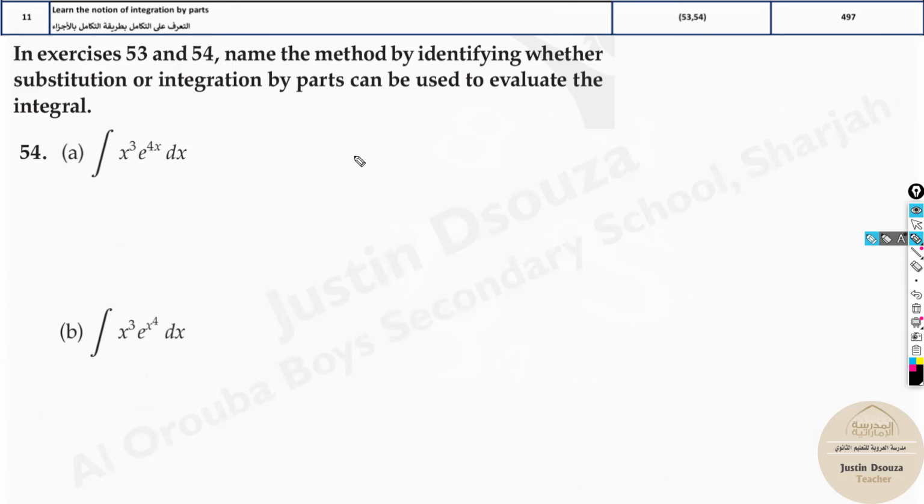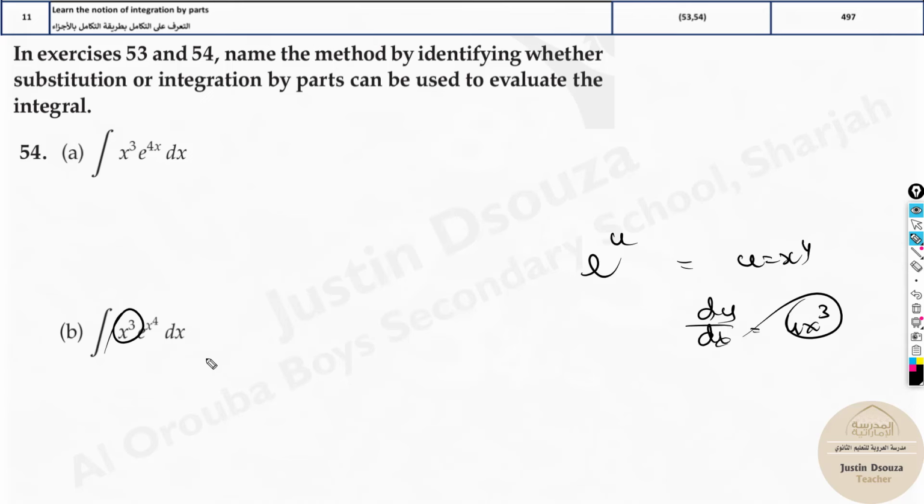Now here, whenever we have anything, we take that as u. Let's take it and check. 4x, can it be u? What will be u? 4. No, it doesn't help us because we have x cube here. No, this cannot be done by u substitution. What about this? e^u, that is u is equal to x to the power 4. du by dx will be what? Derive it. 4x cube. Yes, this x cube matches with this. That means it will cancel off. Why? Because du by 4x cube is equal to dx.